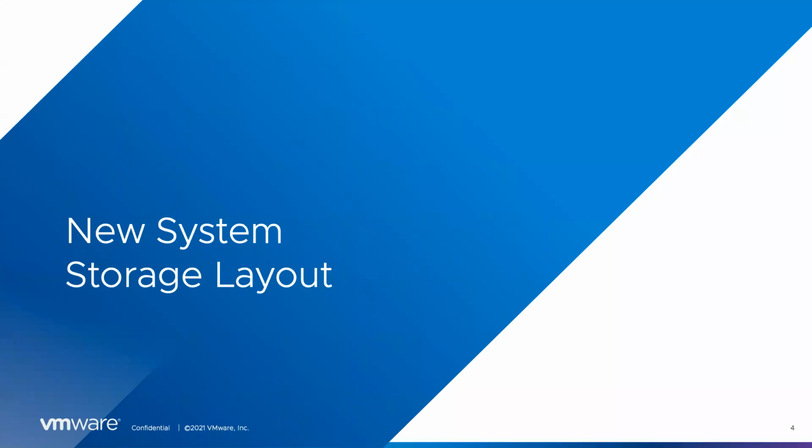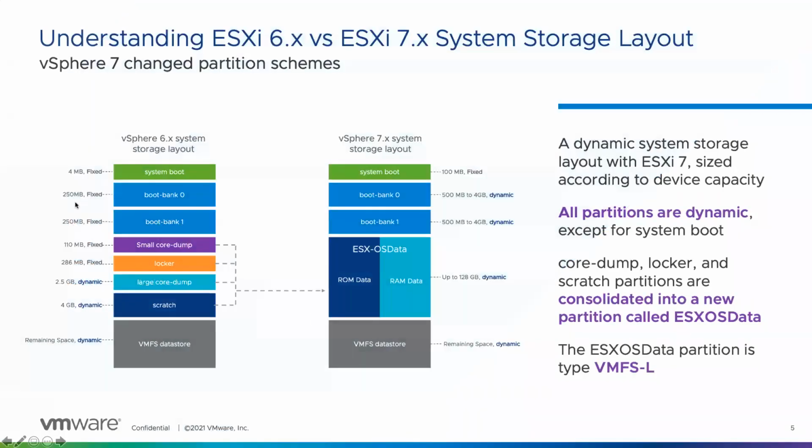No problem. So when we look at all of these changes, we are trying our best to deliver a platform which is capable of running different types of workload, right? And in this same objective, we have introduced a new system storage layout with ESXi 7. If you look at the new system storage layout, on the left-hand side, what you see is the old 6.x system storage layout.